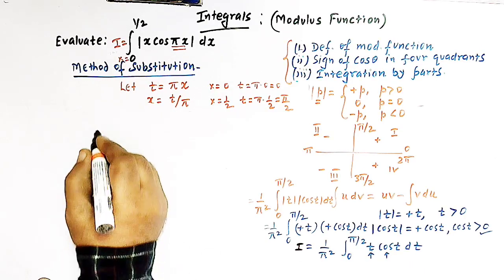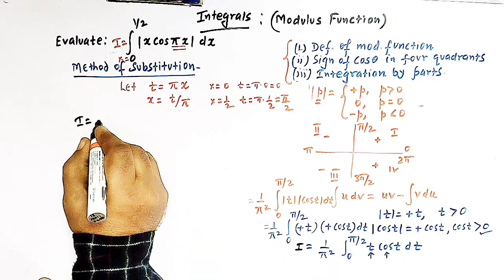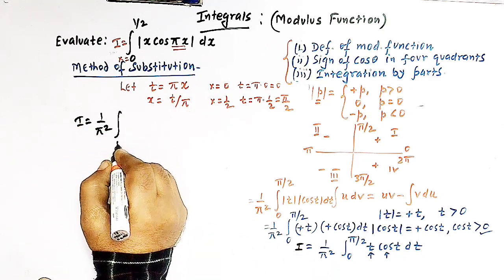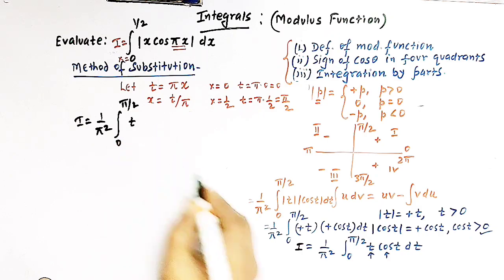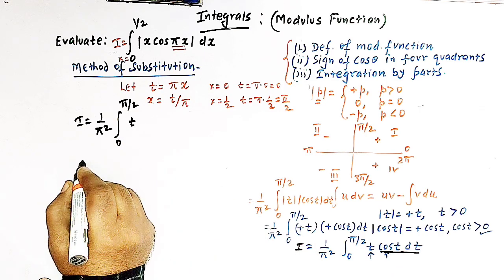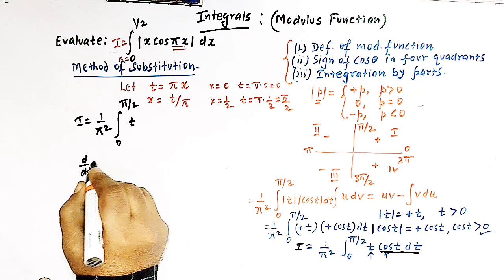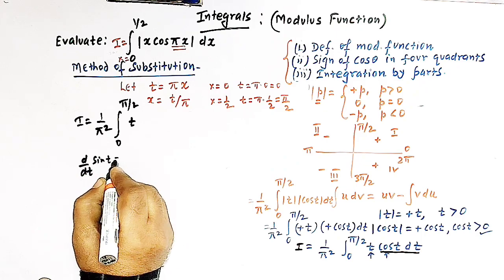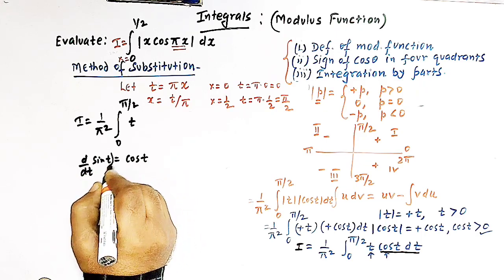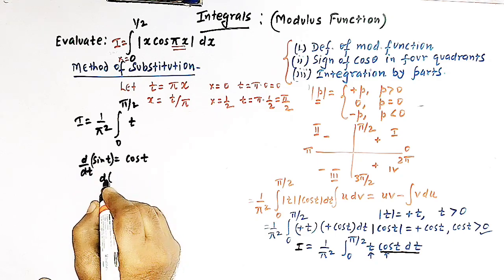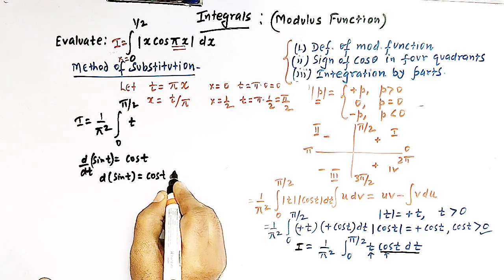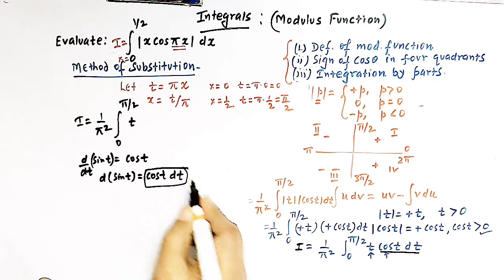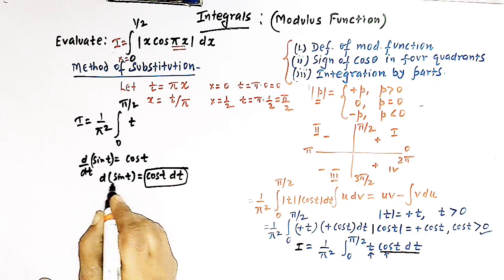So now we can write the integral I as 1 over pi square, and we have 0 to pi by 2, and here we have t cosine t dt. So we can now write t and then cos of t dt. Now see the derivative of sine t is equal to cosine t, right? So we can write the derivative, that is d sine t is equal to cos of t and dt. So we can replace cos of t dt by d sine t.